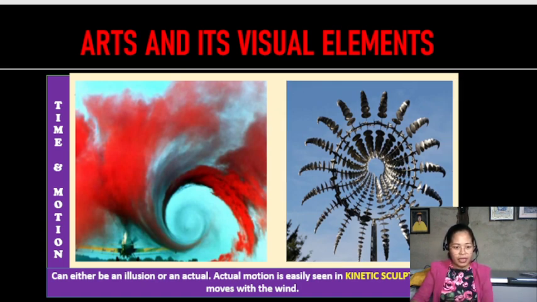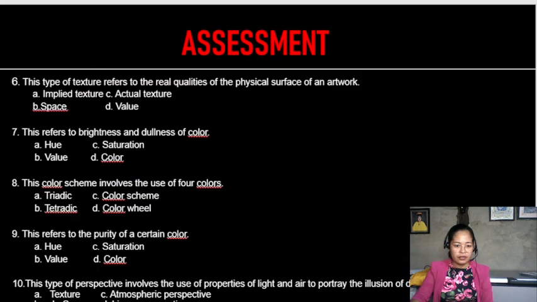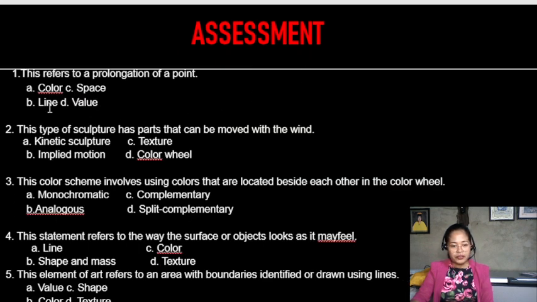Okay, so we are done and we are now in the assessment. I have here some questions. Okay, so you can answer this one. First question, this refers to a prolongation of a point. What is your answer? Second, this type of sculpture has parts that can be moved with the wind. And then third, this color scheme involves using colors that are located beside each other in the color wheel. So ano yun? Yung colors na they are used, you are painting with the use of these adjacent colors. Okay, and this statement refers to the way the surface or object looks like it may feel. Okay, is it rough? Is it smooth?